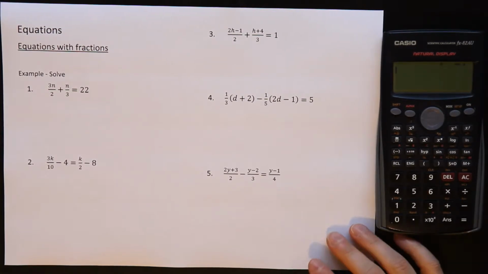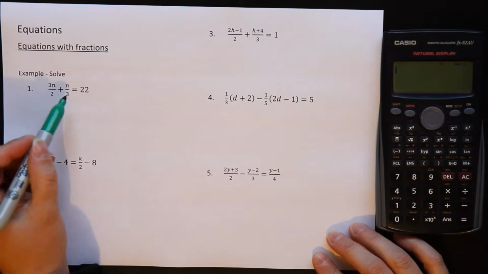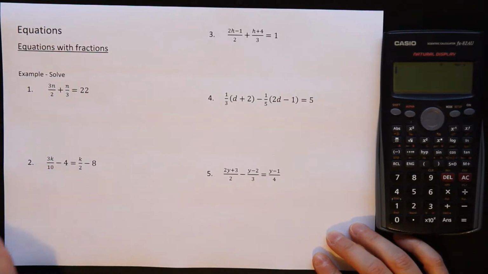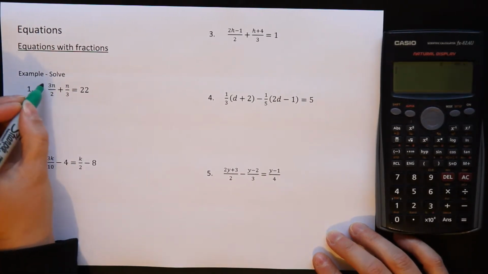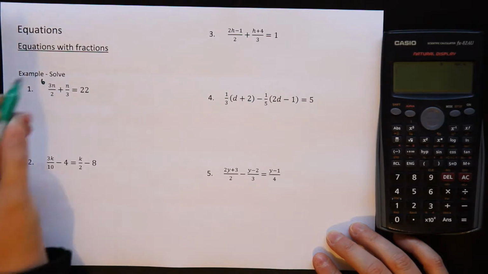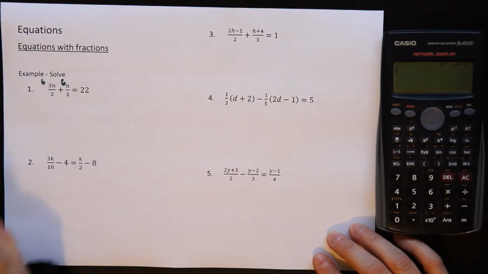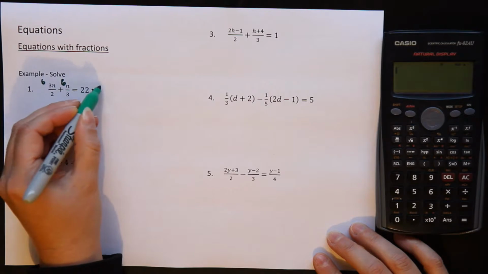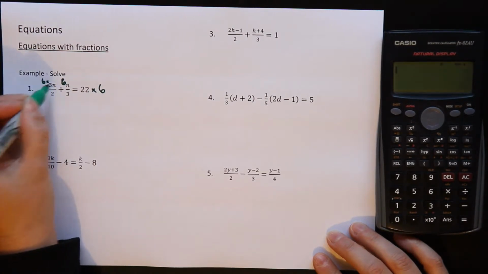So we want to multiply everything, each term in this equation, by 6. I want to multiply this by 6. I'm going to multiply this by 6. And I'm going to multiply the 22 by 6. Okay?